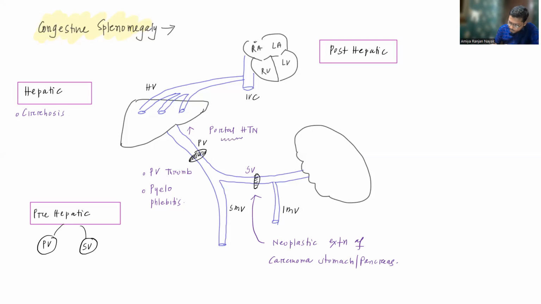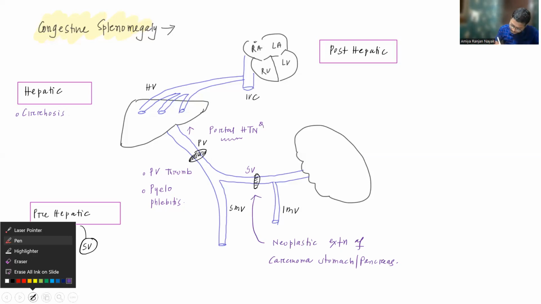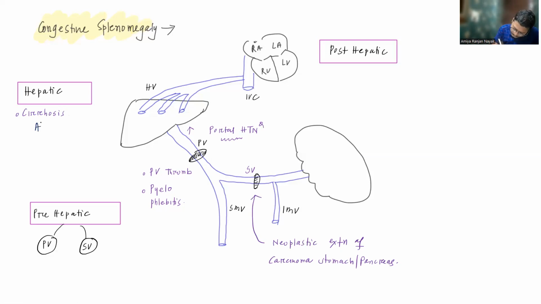Okay, so all causes of cirrhosis can cause portal hypertension and ultimately congestive splenomegaly. Important examples under this heading you can remember: alcoholic cirrhosis, pigment cirrhosis, classically described in hemochromatosis.